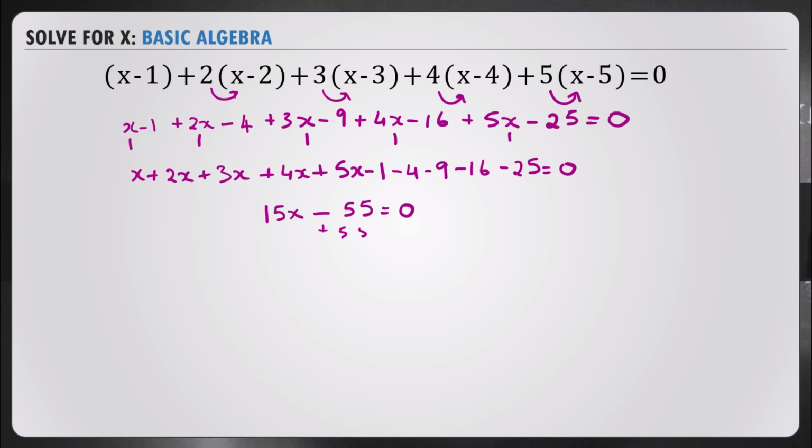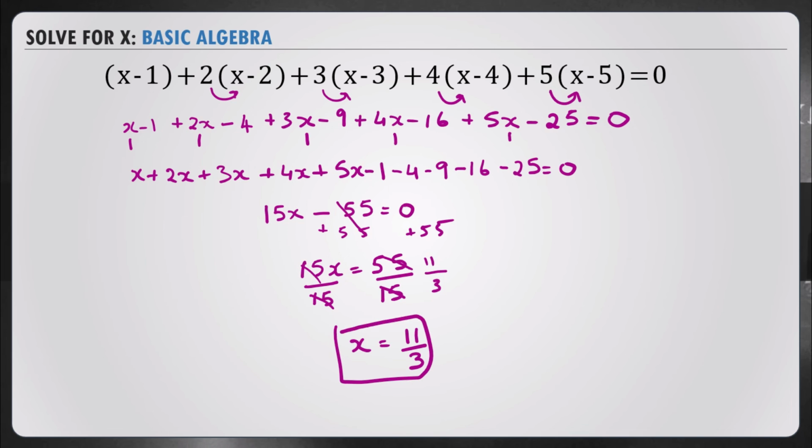Add 55 on both sides, this cancels and we get 15x is equal to 55, then divide by 15 on both sides. That gives me, 3 goes here 11 times, and here 3 times. So x is equal to 11 over 3, and that's your answer.